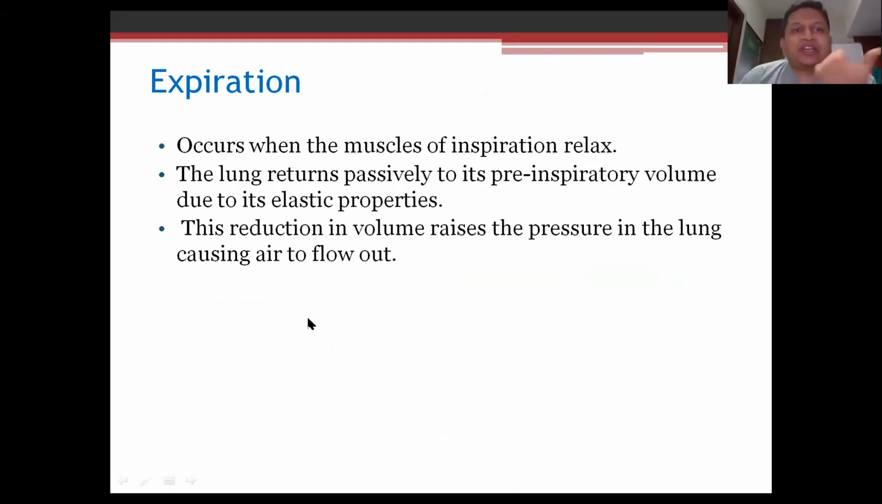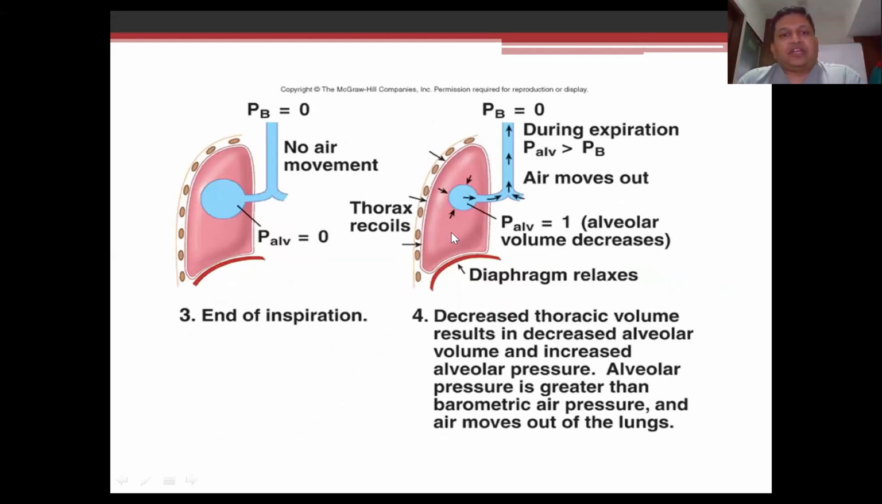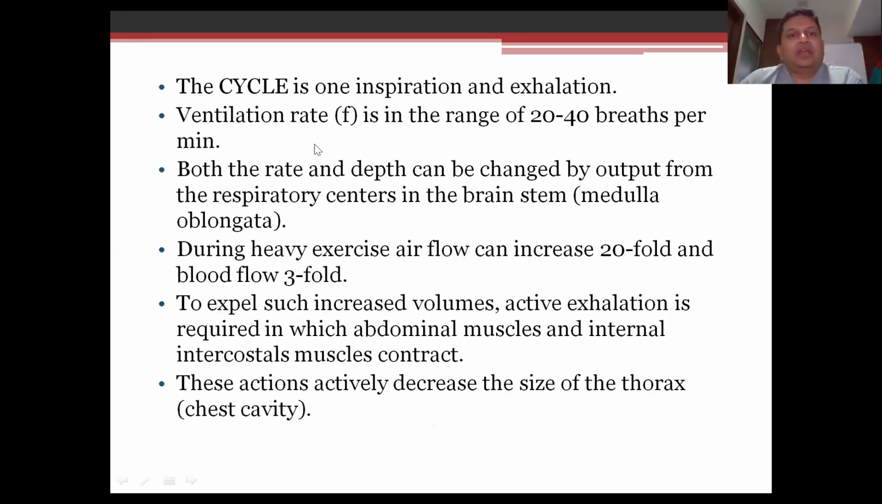But expiration is a passive process. All the muscles of inspiration, the diaphragm and intercostal muscles, relax. Due to the elastic recoil of the whole respiratory system, they come back to the pre-inspiratory state. So there is a positive pressure gradient. Everything contracts and there is a positive pressure in the alveolus, and the air will flow out. So this is called a respiratory cycle.